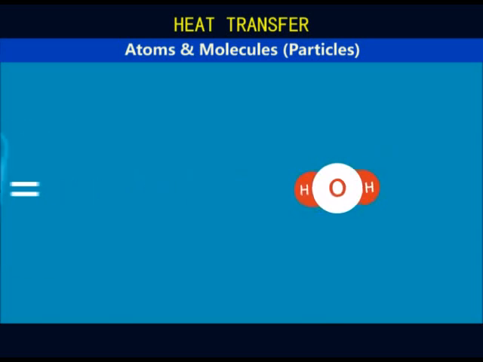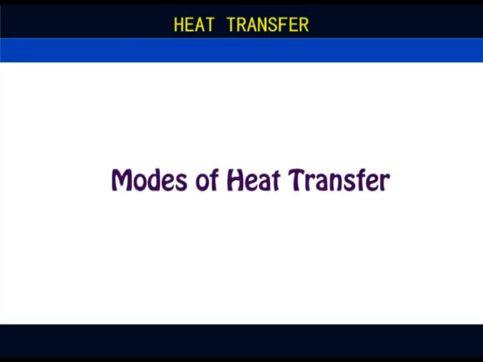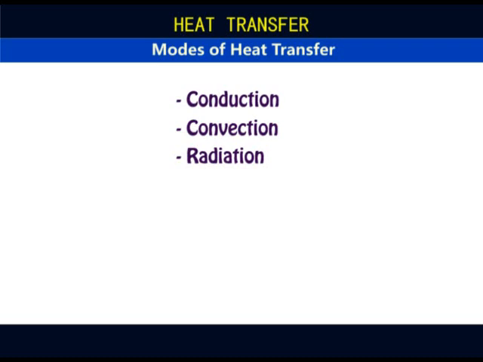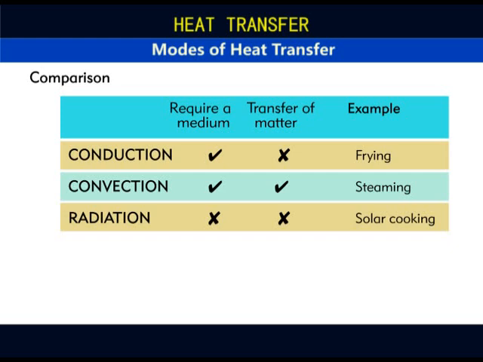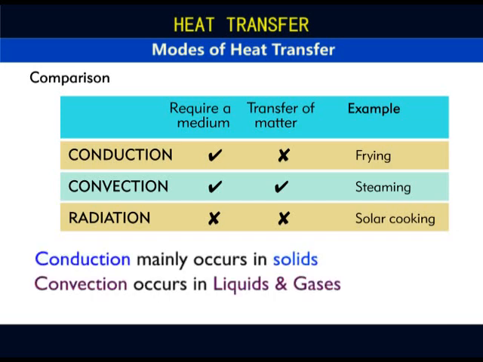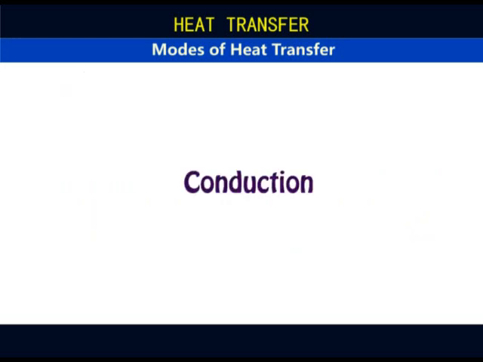Now that we understand all these, let's talk about modes of heat transfer. Now, heat can be transferred by three modes: conduction, convection, and radiation. Conduction and convection require a material medium, while radiation doesn't. It can take place even in a vacuum. Conduction mainly occurs in solids, while convection occurs in liquids and gases. We start with conduction. And conduction is a mode of heat transfer in which the material medium doesn't move.